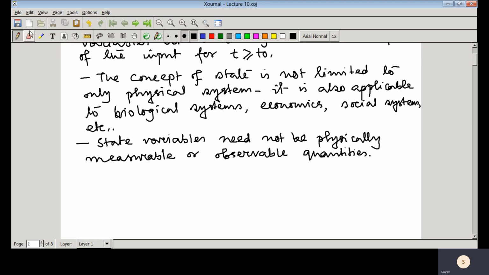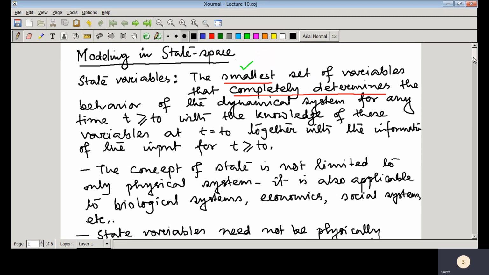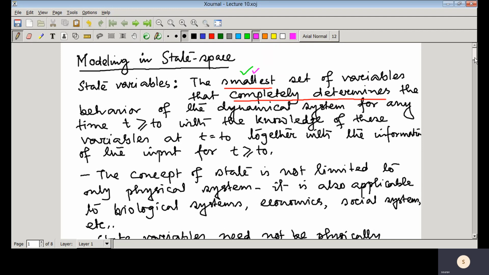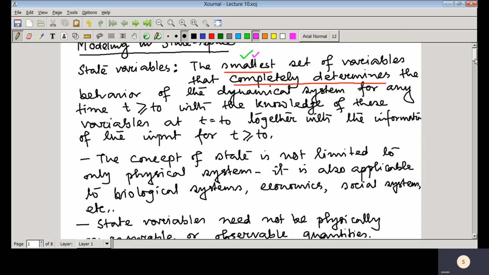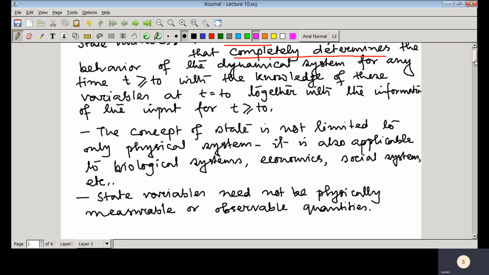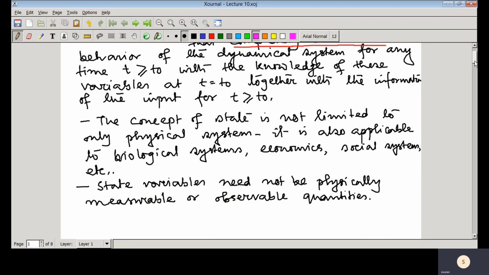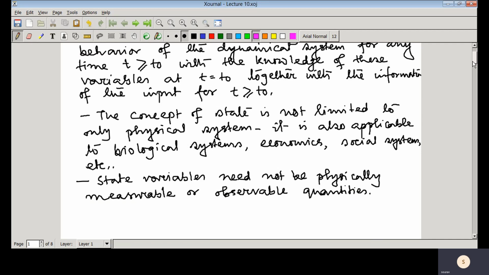So now what we have seen is the definition of state variables, which is very important, and as I have pointed out, the smallest set. If anyone asks you what you mean by state variables, you need to mention that this is that smallest set of variables that can completely determine the behavior of the dynamical system. And we have seen that the state variable technique is applicable not only to physical systems, but also to other systems like biological systems, economic, social science. And state variables always need not be physical, measurable, and observable quantities.